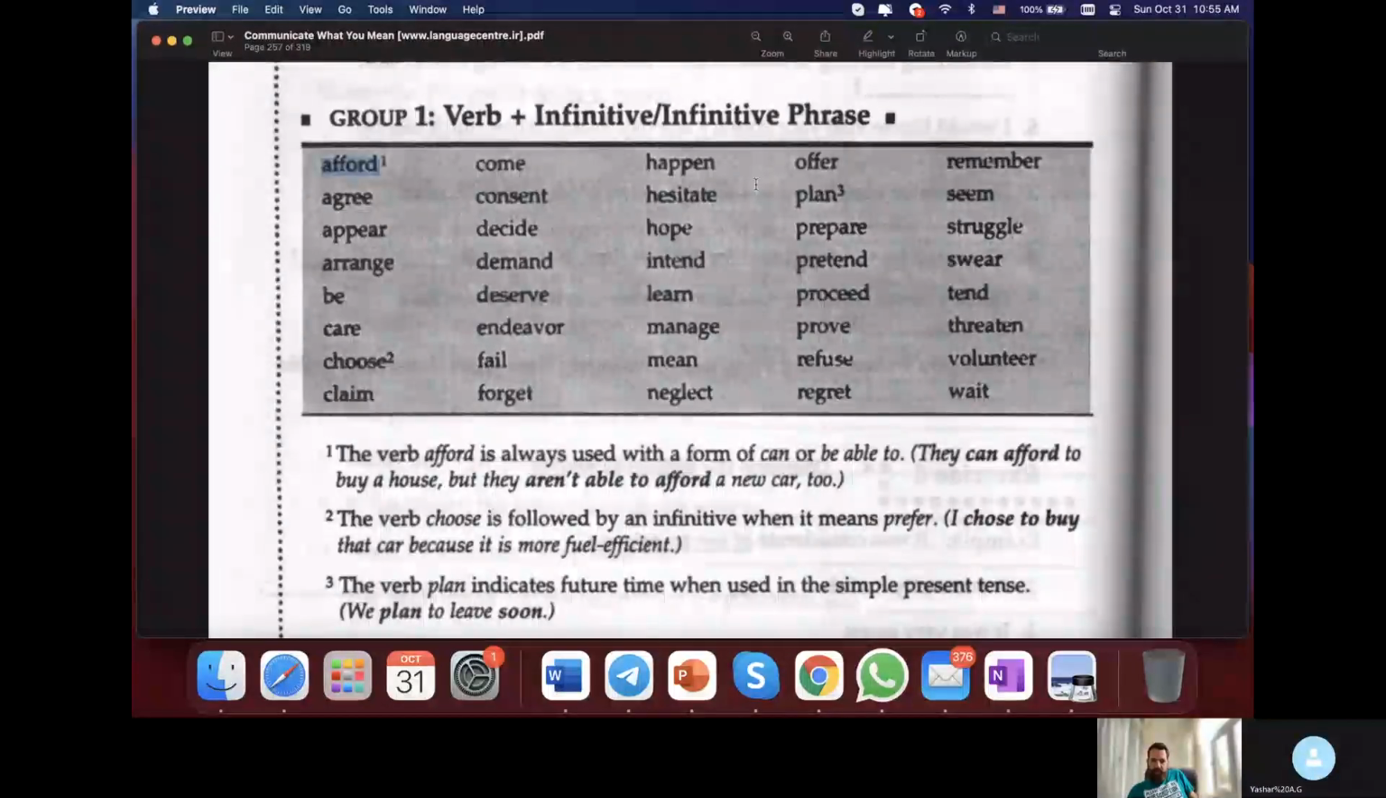Number two is the verb choose, I think. It is here, choose. The verb choose is followed by an infinitive when it means prefer, tercih dada. I choose to buy that car because it was more fuel efficient.